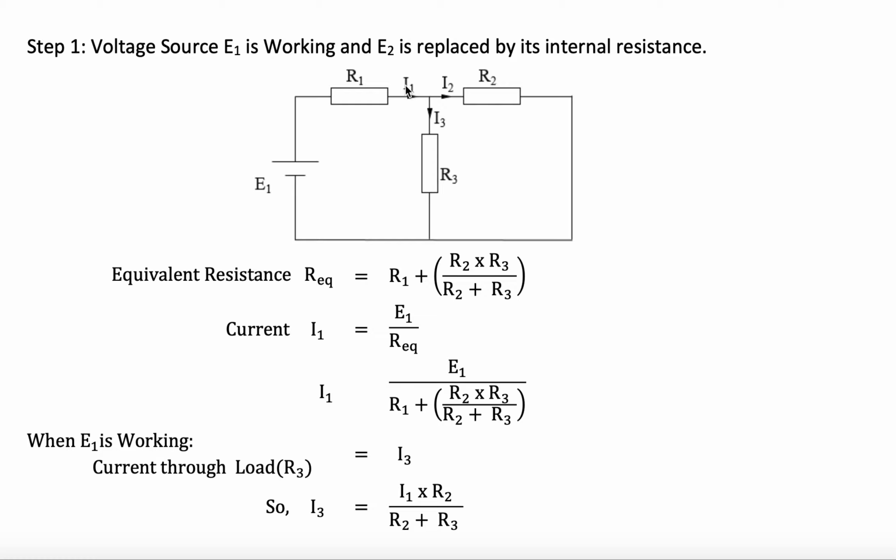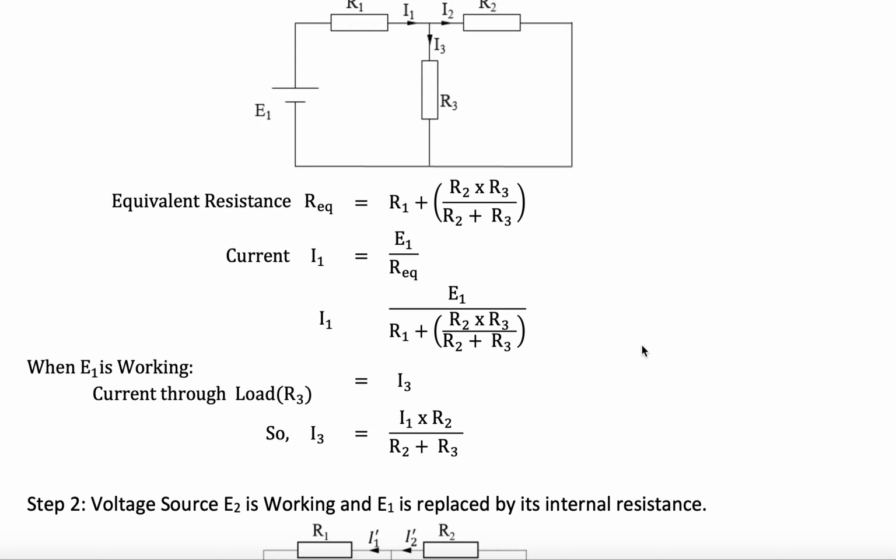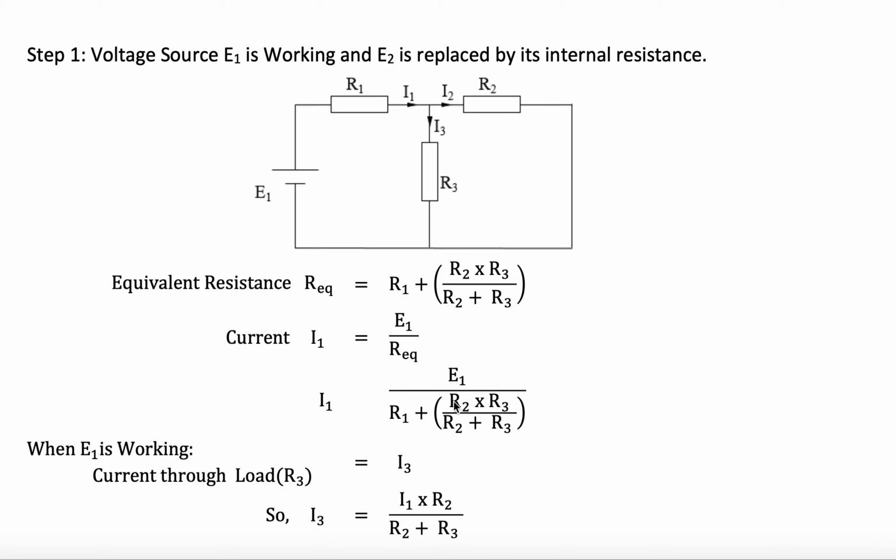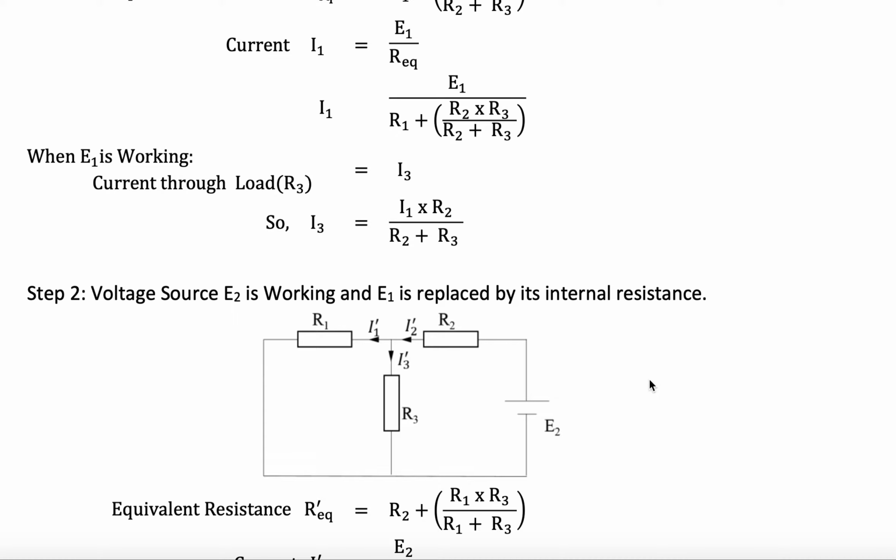What about I1? I1 is nothing but E1 upon the equivalent resistance. What is R equivalent? This resistance R1 plus these two in parallel, that is R2 R3 by R2 plus R3. So I1 is nothing but E1 upon R equivalent. So E1 upon R equivalent you can directly substitute it here.